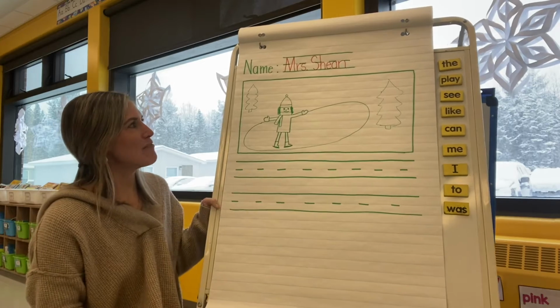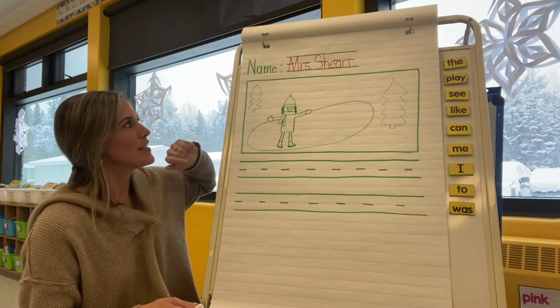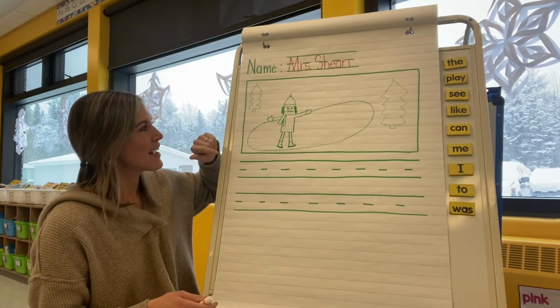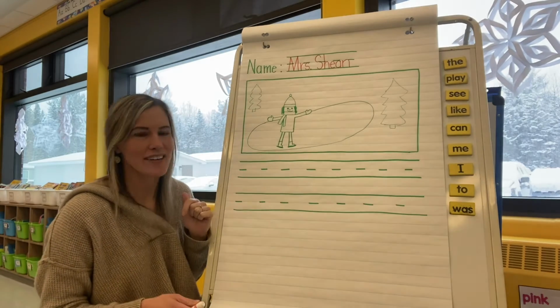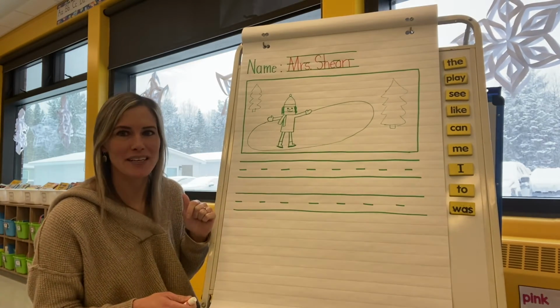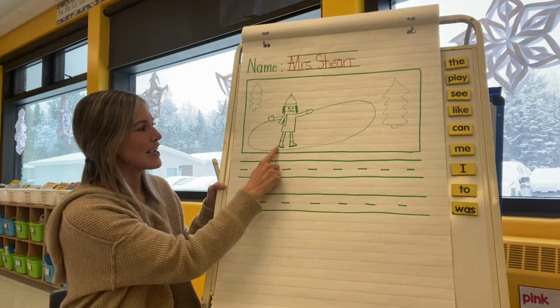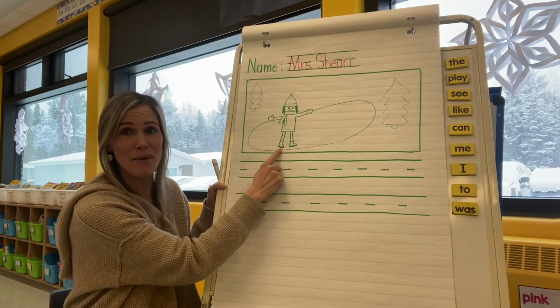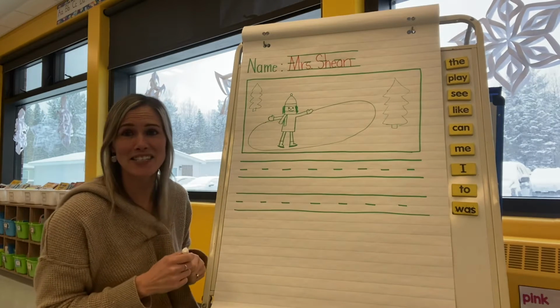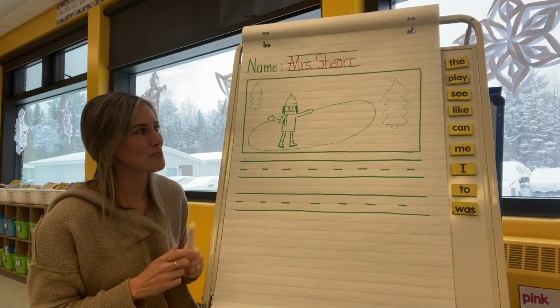So I have my name printed at the top, just like I would like you to do as well. I have my illustration drawn. Can you tell what it is that I'm doing? I'm a little far away from the camera maybe, but I do have little blades on my feet here. So I am skating. I'm actually skating on a pond. So that's what I'm going to write about today.